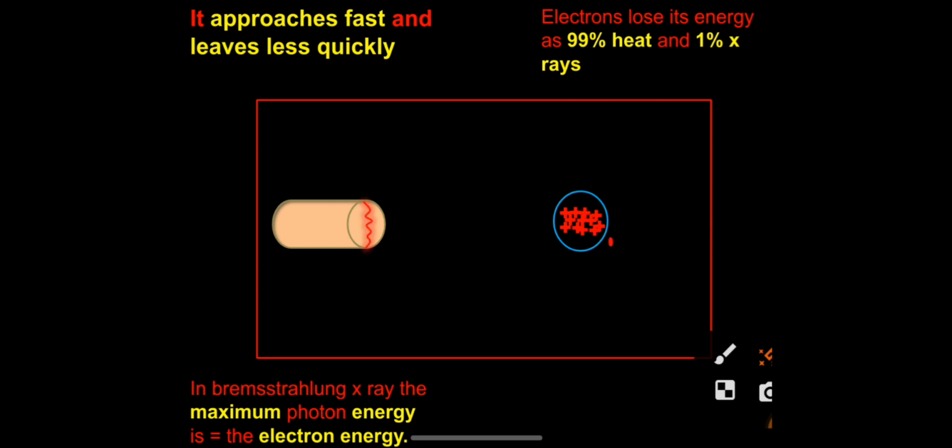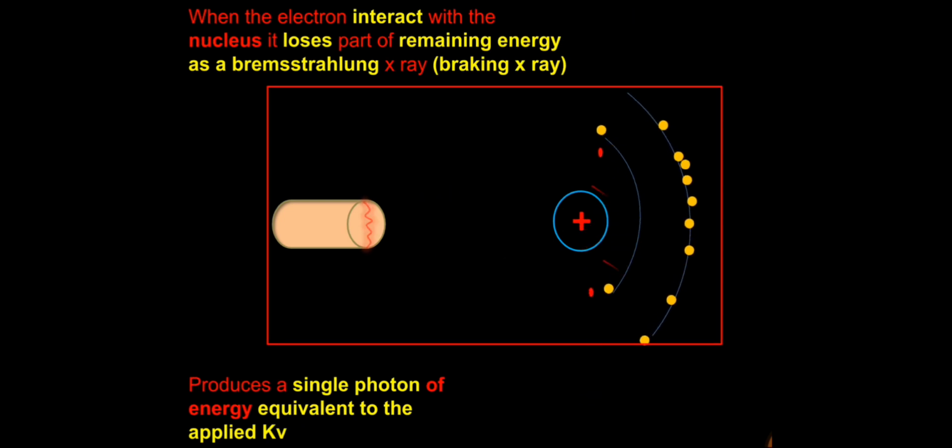This form of X-rays is bremsstrahlung X-rays, produced when the electron ejected from the filament goes to interact with the nucleus of an atom and is decelerated and deflected, then produces X-rays. In bremsstrahlung X-ray, the maximum photon energy is equal to the electron energy, as we explained in this example.